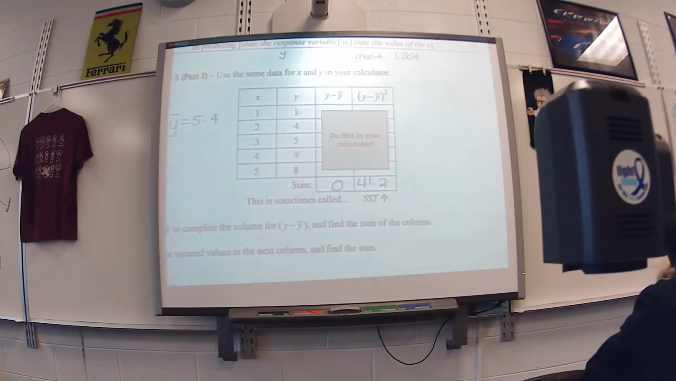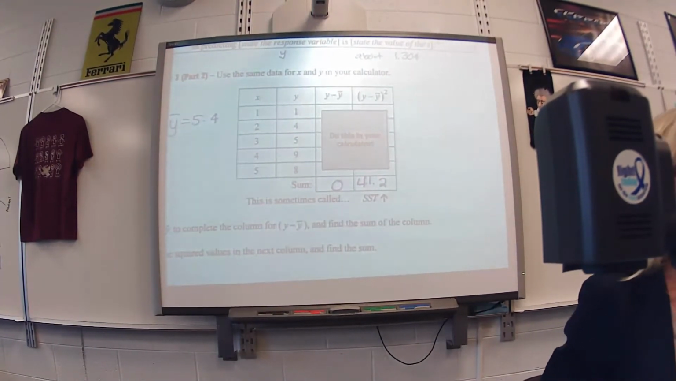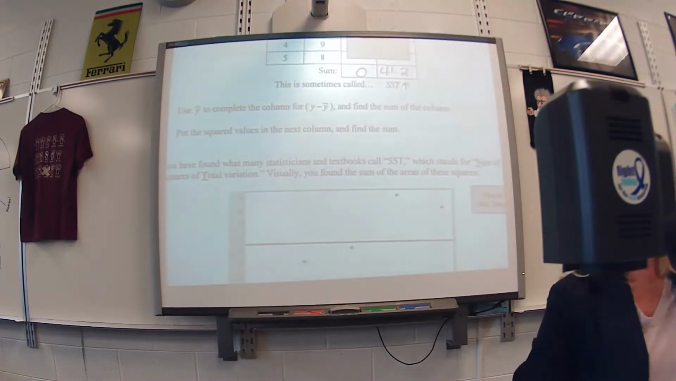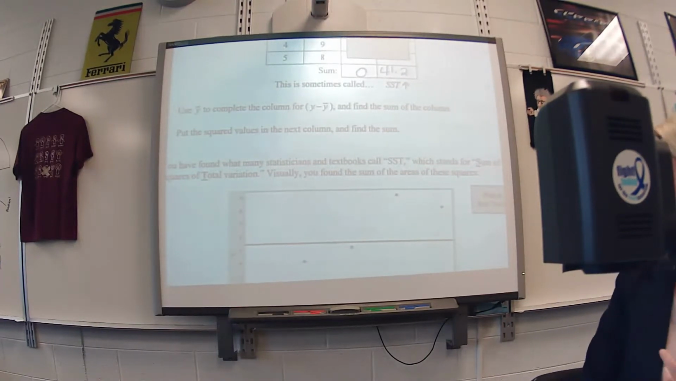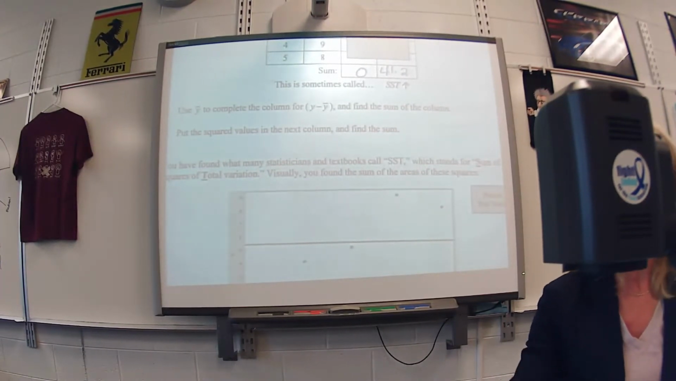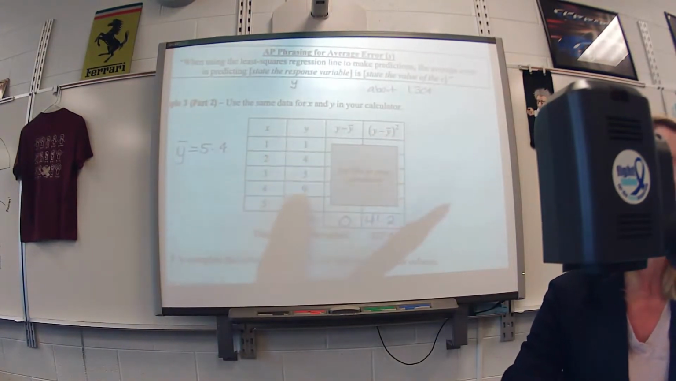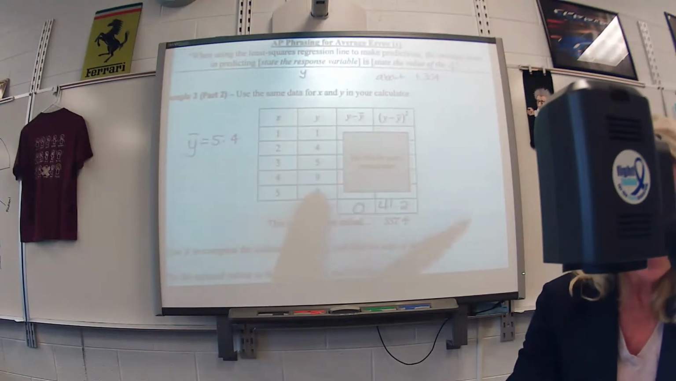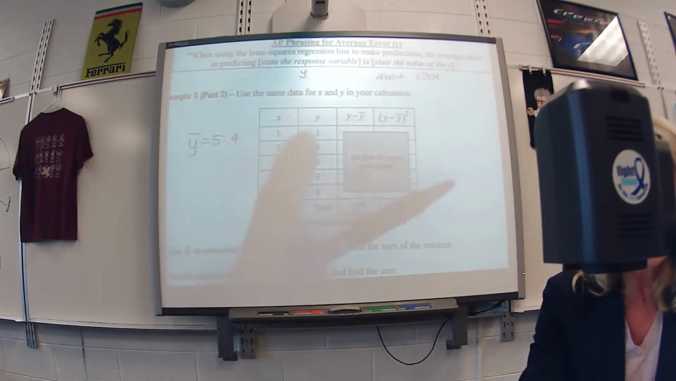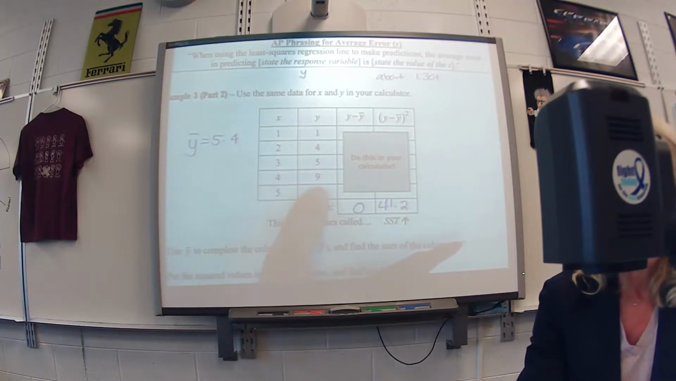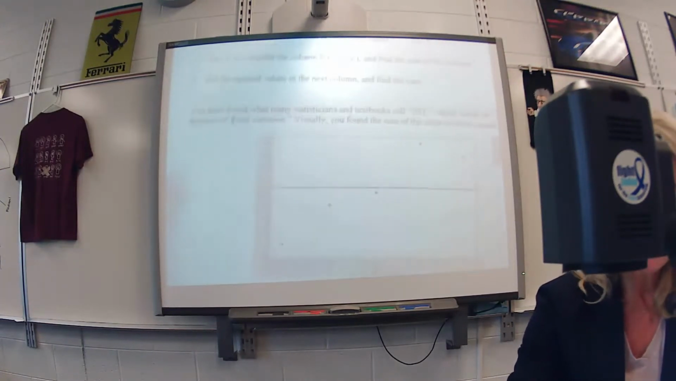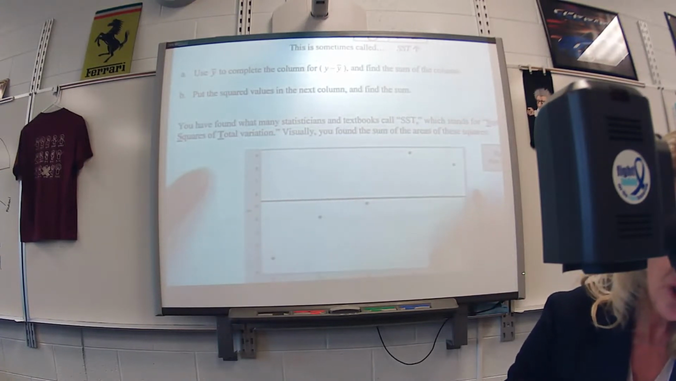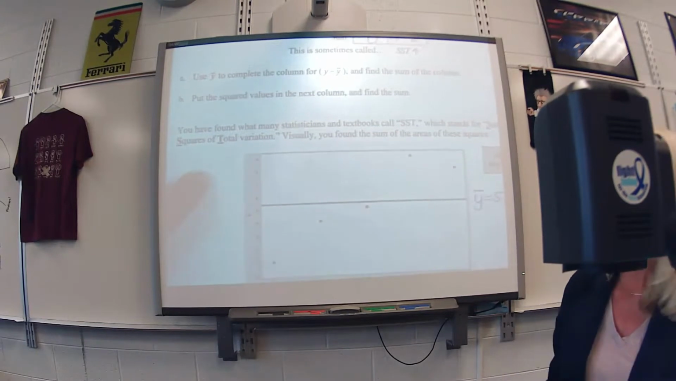And statisticians call that SST. That stands for sum of squares of total variation, because that was already the variation that we would have expected just in the Y column alone. Forget about the bivariate data and the trend line. In the Y column alone, I would have expected everything to be about 5.4. So visually, what you did here, this line is the mean line. That's your Y bar equals 5.4.